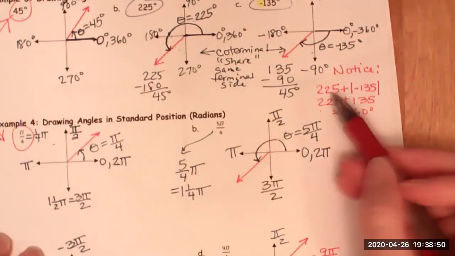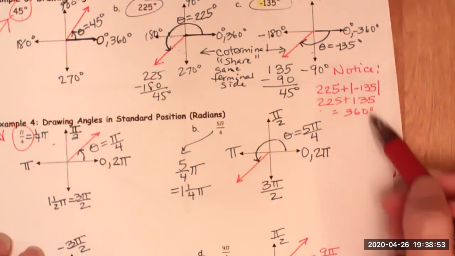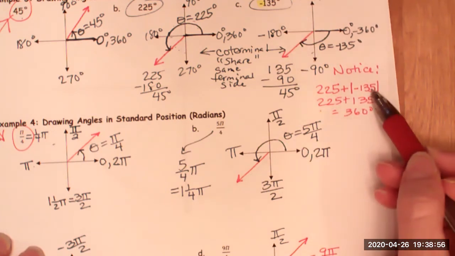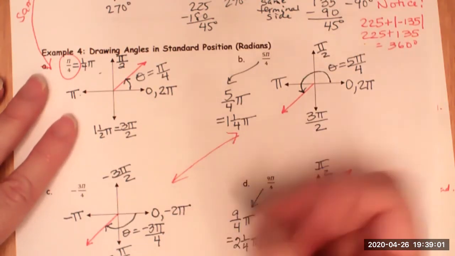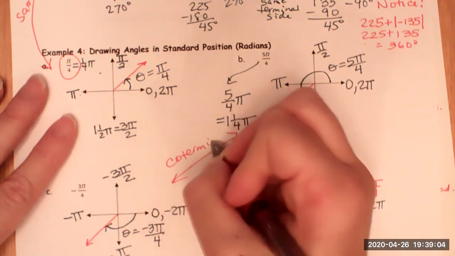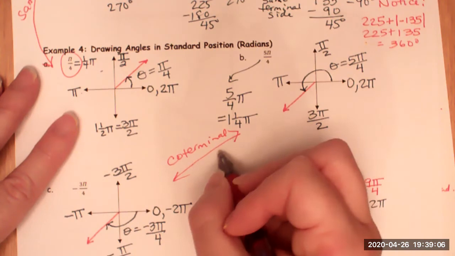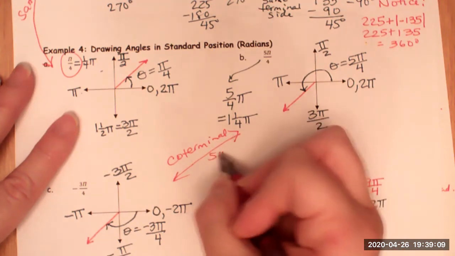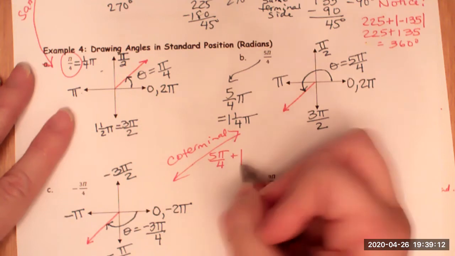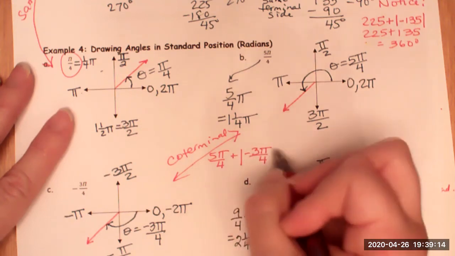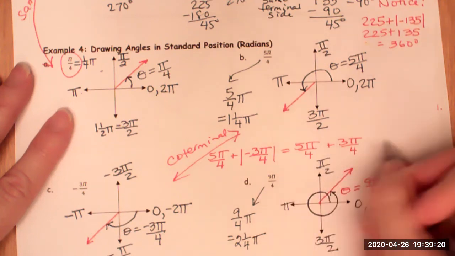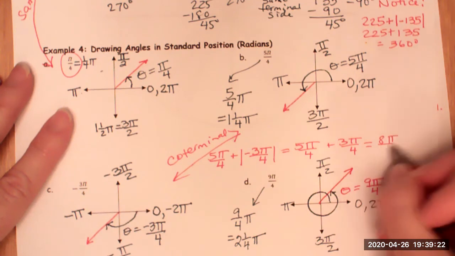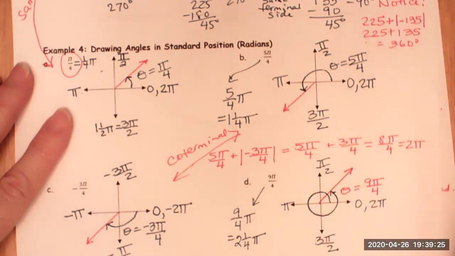So we could do the same thing that we did up here. You notice when we added together a positive and a negative and we came up to 360, as long as we took the absolute value of the negative. So we could do the same thing here. These are coterminal angles as well. If we were to take 5 pi over 4 and add in the absolute value of negative 3 pi over 4, we would get 5 pi over 4 plus 3 pi over 4, which is 8 pi over 4, or 2 pi. And 2 pi is the same as 360. So it works the same with radians.